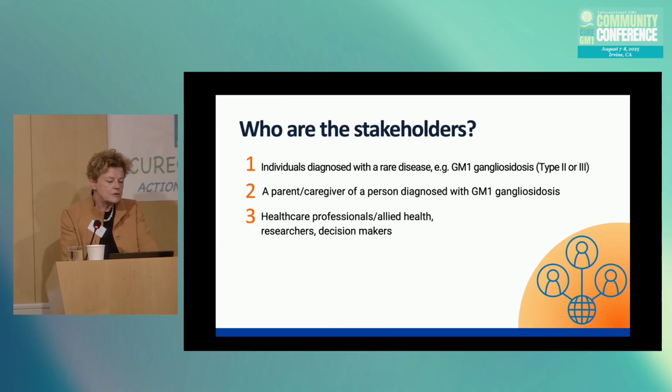So when it comes to creating those core outcome sets, who are the stakeholders? Individuals who are diagnosed with the disease, like GM1 gangliosidosis, and parents and caregivers of a person who is diagnosed with this condition, because some of our patients cannot talk for themselves, and healthcare professionals, allied health professionals, researchers, but also decision makers who have to decide finally whether a treatment is effective.